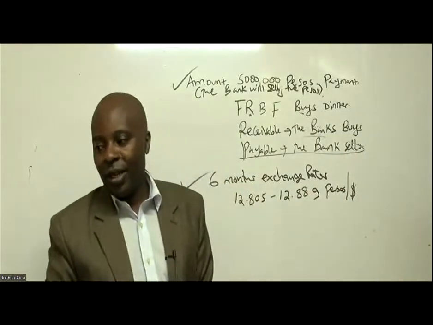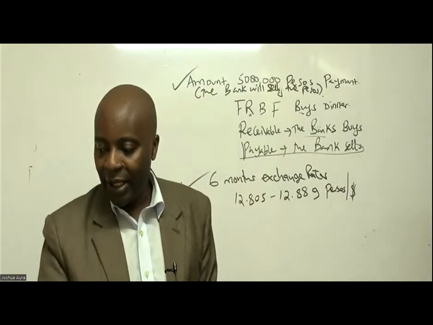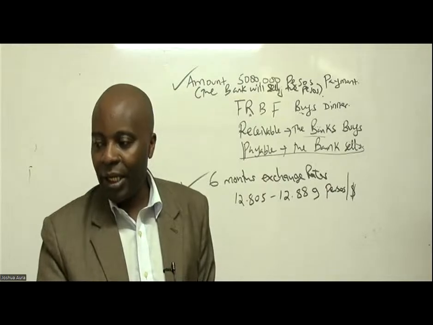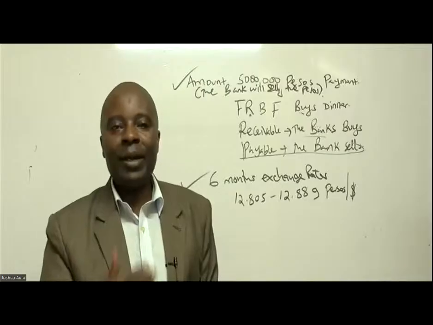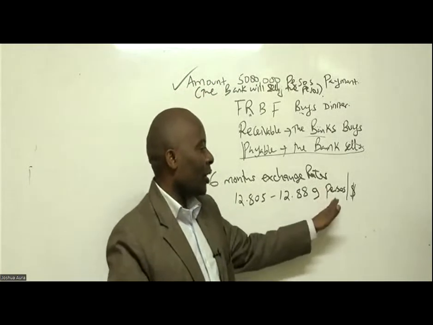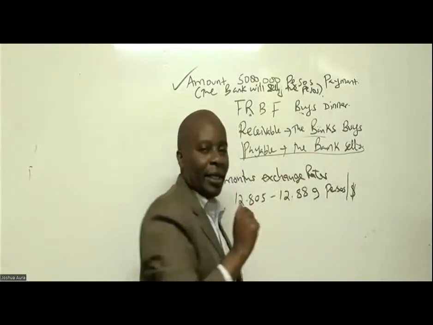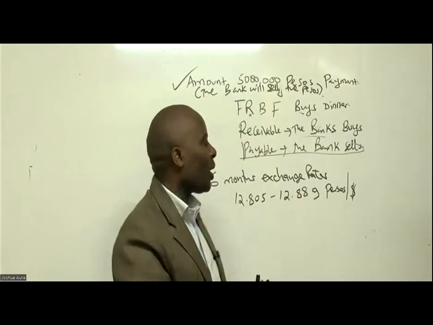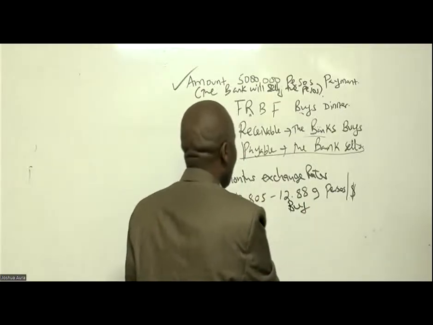Now tell me which currency. They have told us up there that ZPS uses the dollar. ZPS's home currency is the dollar. So once they've told us that the home currency is the dollar, I need to look towards my home currency. Look at this: the dollar is on the right side. And if the dollar is on the right side, then this becomes the buy, and this becomes what here, somebody?